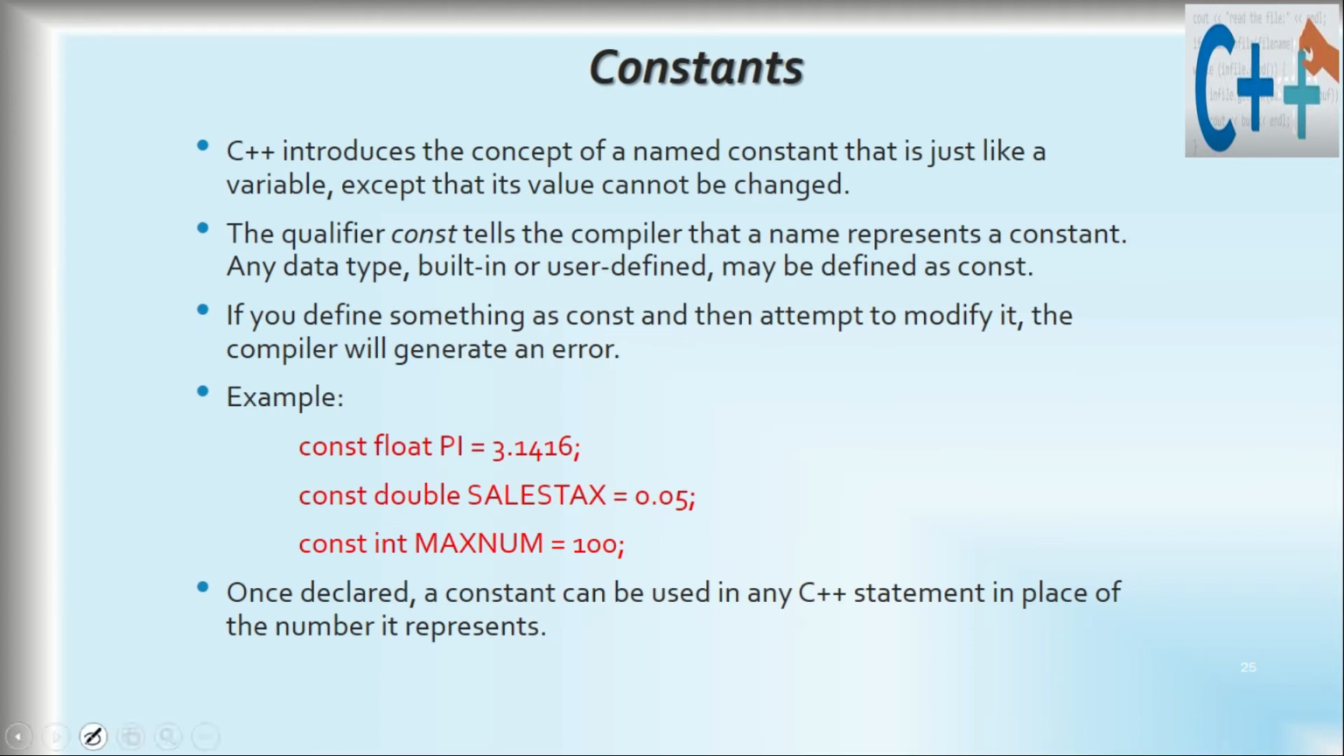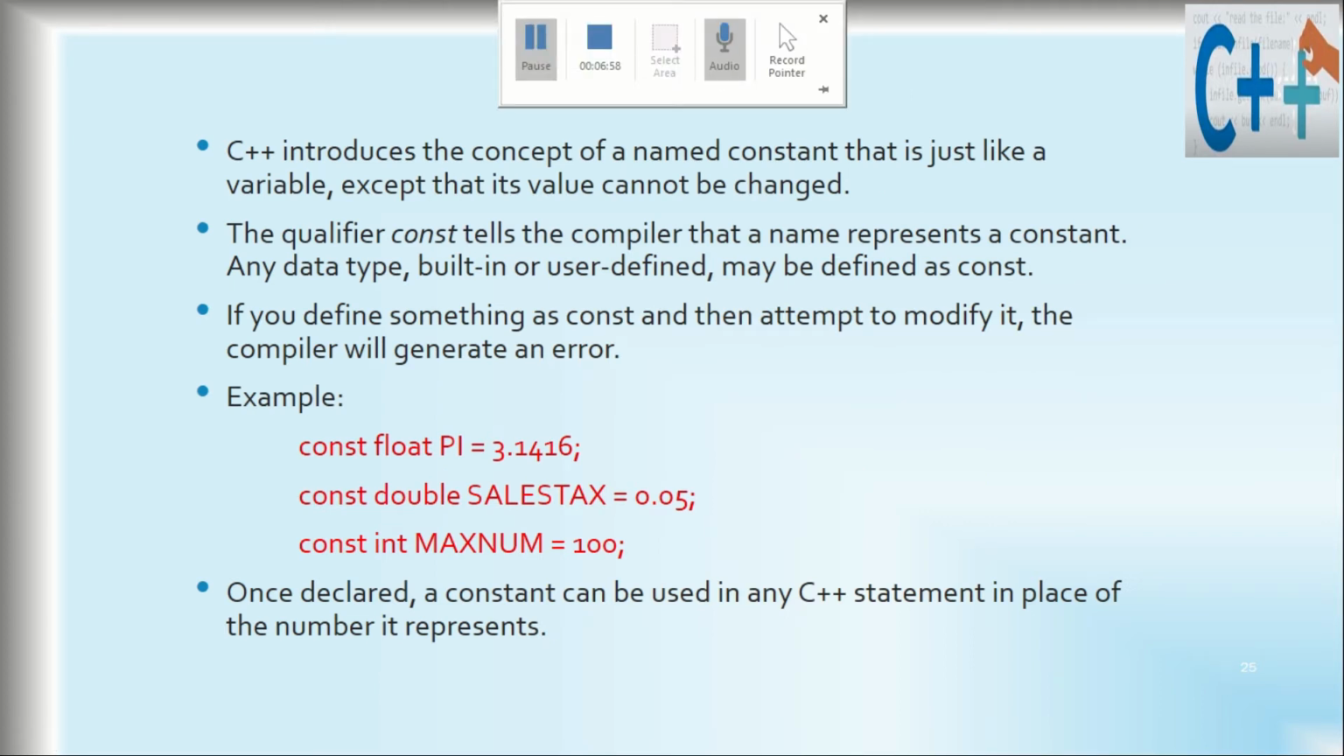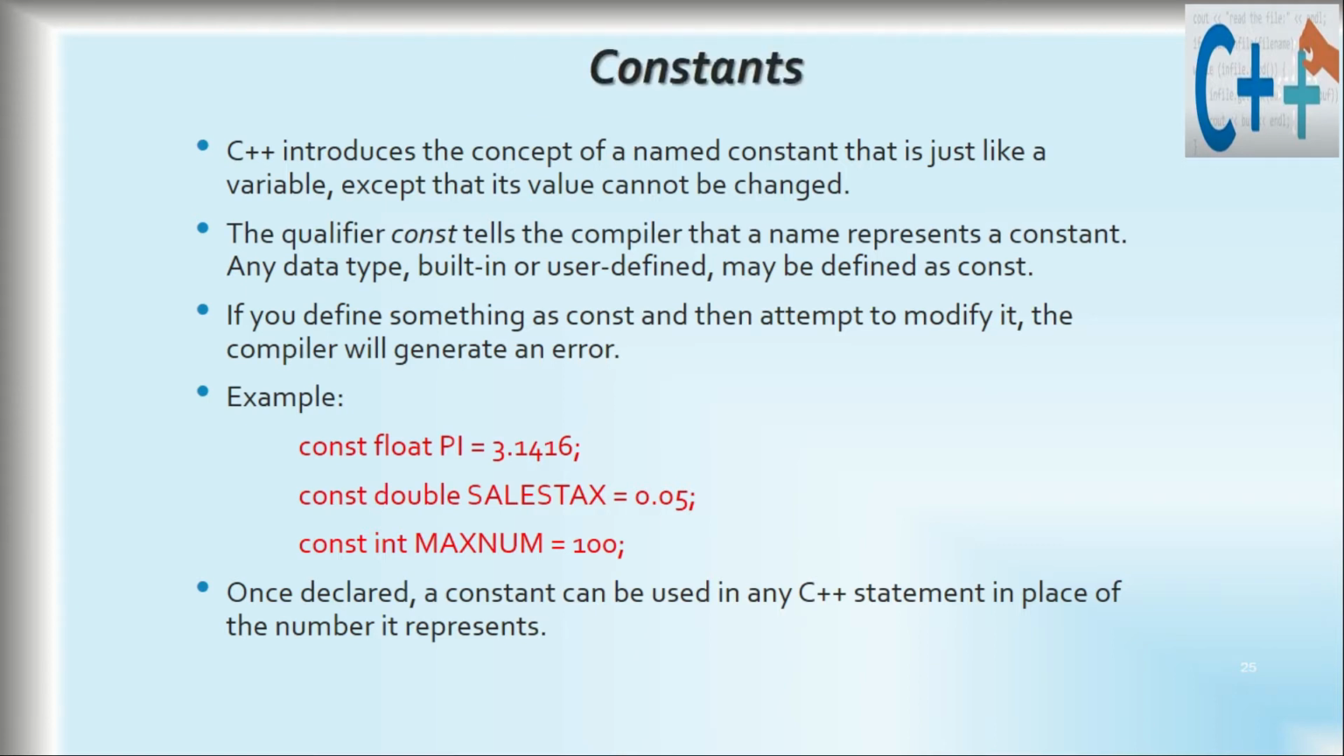So this is all about characters, and the next one is constants. C++ introduces the concept of a named constant, which is just like a variable, except that its value cannot be changed once you declare it. The const keyword, a built-in keyword, tells the compiler that a name represents a constant. Any data type, built-in or user-defined, may be defined as const.